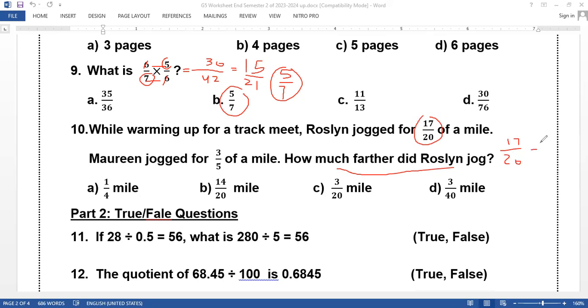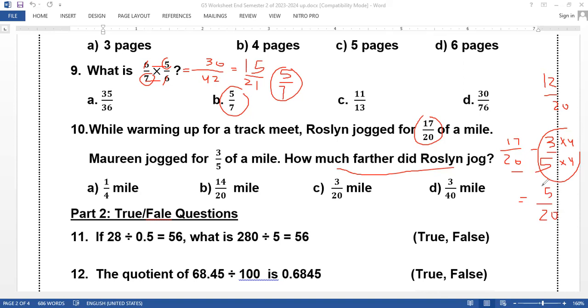minus 3 over 5. When you subtract fractions, you need to have the same denominator. The first denominator is 20. The second is 5, so I multiply it by 4. Up and down, remember, up and down. So 3 times 4 equals 12. 5 times 4 equals 20. Now we have the same denominator, we can subtract. When we subtract, we keep the denominator. So the denominator is 20, we keep 20. 17 minus 12 equals 5.